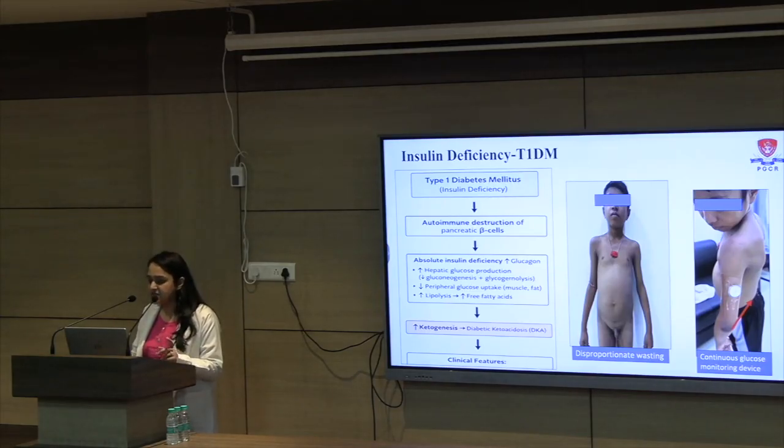In this image, you can see disproportionate weight loss and muscle wasting. And in the second image, we can see the use of a continuous glucose monitoring device, which is placed subcutaneously and provides real-time glucose readings.